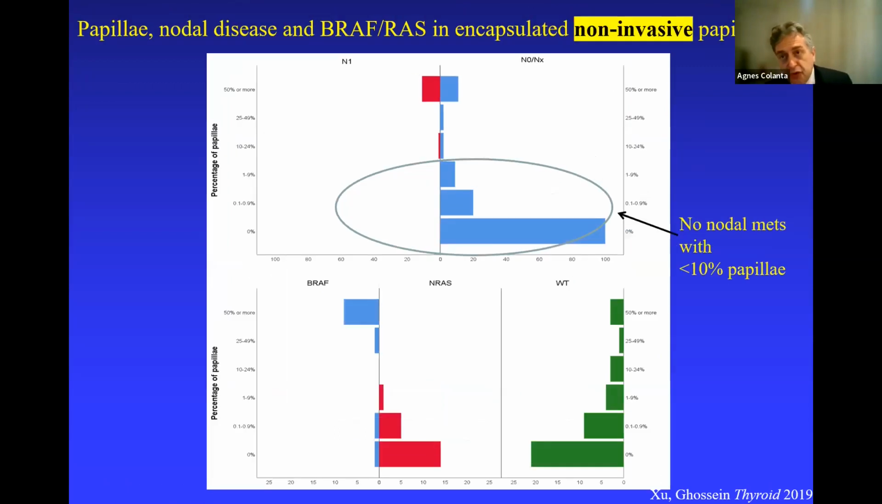But perhaps more important for this discussion today is what happened to those encapsulated non-invasive papillary carcinomas. Here you have to wait for 10% papillae to start to have lymph node metastasis. Again, the same relationship: the more papillae you have, the more BRAF mutations you have, and the fewer papillae you have, the more RAS mutations you have. So I repeat, you need 10% papillae to have lymph node metastasis in encapsulated non-invasive papillary carcinoma.